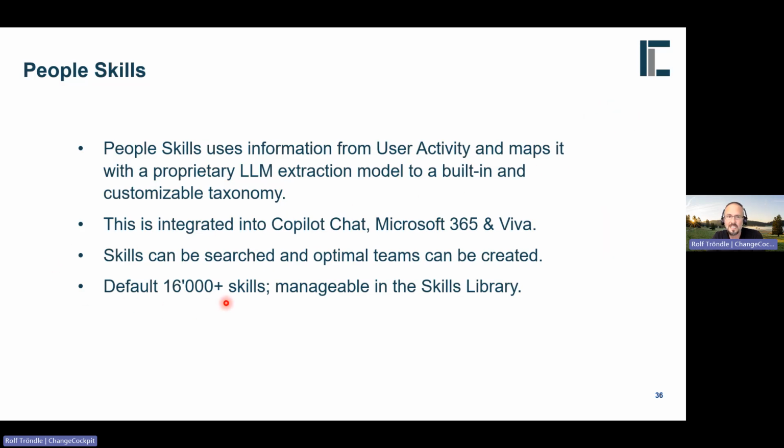By default, we have 16,000 plus skills available, and you can manage all your skills in a skills library in the Microsoft 365 Admin Center. And as mentioned, it will learn from what you're doing and assign skills to you. If your users don't have a Copilot license, they can at least manually assign skills to themselves using their profile card, selectable from your skills catalog in the skills library.